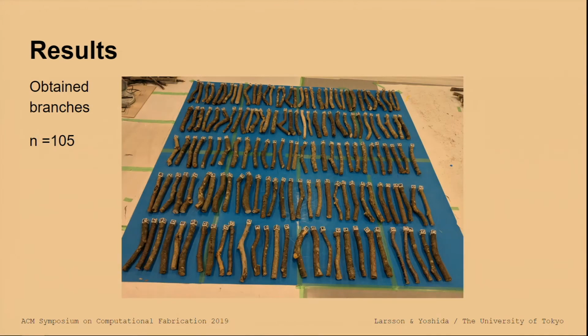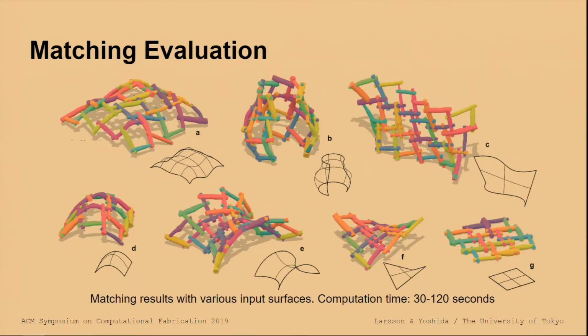And now to the results. So in order to produce results, we collected 105 branches, scanned them, and attached AR cubes. We designed 7 NURBS surfaces and applied the matching algorithm. The computation time to generate these is between 30 seconds and 2 minutes.